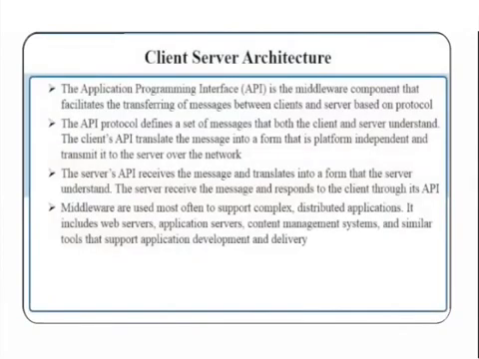The Application Programming Interface, API, is the middleware component that facilitates the transferring of messages between client and server based on the protocol. The API protocol defines a set of messages that both client and server understand. The client's API translates the message into a form that is platform independent and transmits it to the server over the network. The server API receives the message and translates it into a form that a server can understand. The server receives the message and responds to the client through its API.